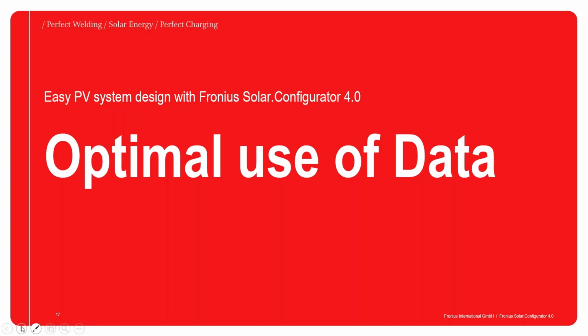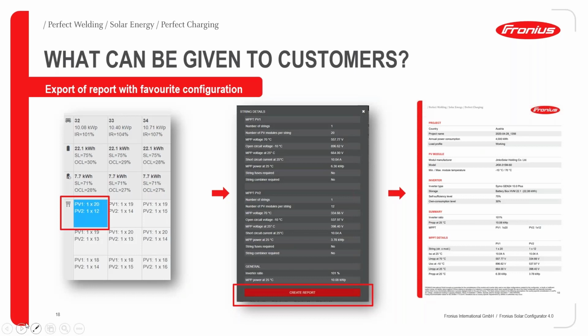So now we're just going to be discussing the optimal use of data on the Solar.configurator platform. So basically, once I have selected the configuration I would like to go for, I will then be brought up with this pop-up window. On this pop-up window, we can see for the first MPPT tracker that it suggests that we should use 1 string and that we should use 20 modules per that string. As you can see, our open circuit voltage is less than 1000 volts DC, which is again what we want. And as you can see, we do fulfill the short circuit current match.